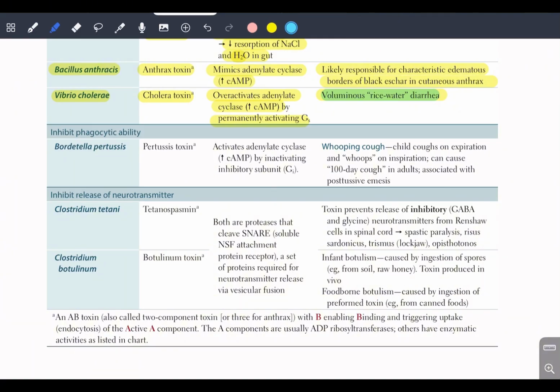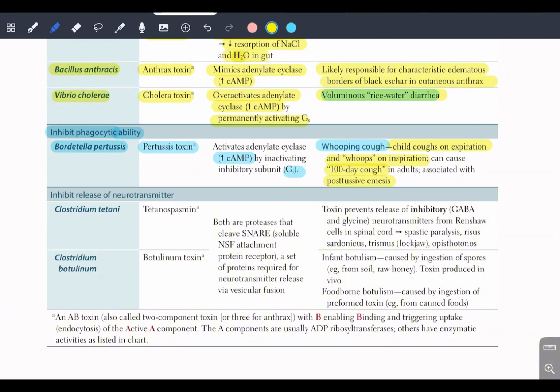Then we have toxins that inhibit phagocytic ability, that include Bordetella pertussis, producing a toxin called pertussis toxin. This also increases the level of cyclic AMP, inhibiting Gi inhibitory proteins. And the most important with respect to the exam is that it causes whooping cough, and in this cough we have a child coughing on expiration and whooping on inspiration. It can cause a prolonged cough in adults associated with post-tussive emesis. So these things are also important for the exam.